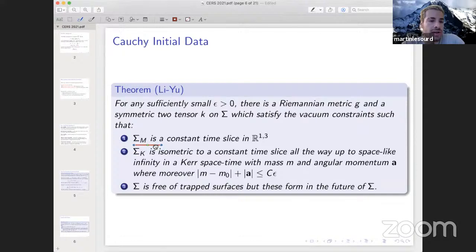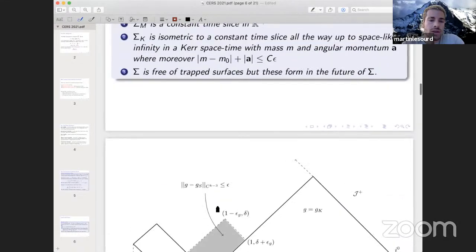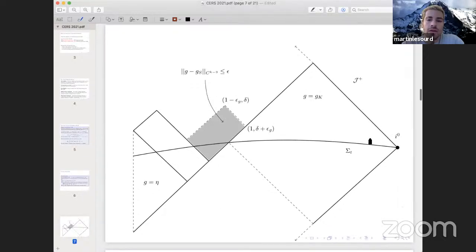And what you get is a concentric structure. So the center of your initial data set, which is diffeomorphic to a ball, is a constant time slice in Minkowski. Then out at infinity, you're isometric to a slice that embeds in Kerr with m close to m0 and small angular momentum. And in between, you have this interpolating region. So this is the theorem of Li Yu. This out here is Kerr, and this is the Christodoulou slab.